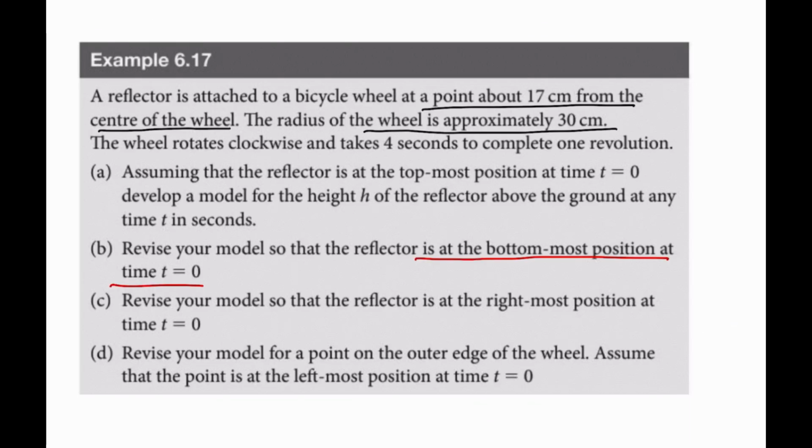In part D, it says revise your model for a point on the outer edge of the wheel. Assume that the point is at the leftmost position at time t equals 0. Okay, this is a very different situation. Think of this in terms of maybe like a piece of gum or something that's actually on the tire, because this is no longer talking about the reflector. So it's starting at the leftmost. So it starts this way. It's still moving clockwise. Every 4 seconds is going to complete 1 revolution. That hasn't changed. Let's talk about the height from the ground.